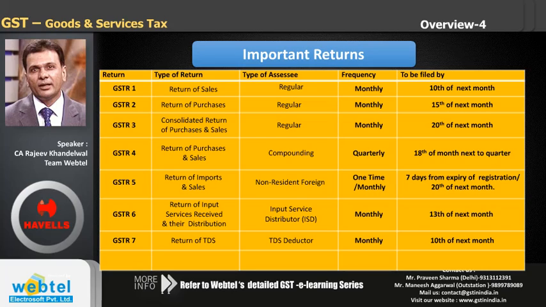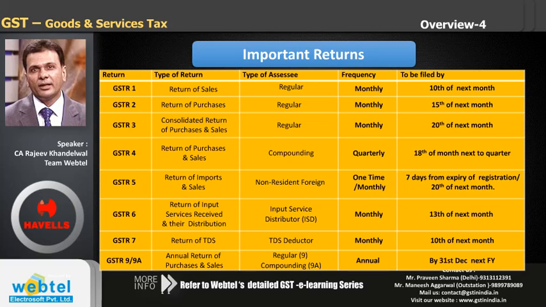So monthly returns, quarterly returns in the case of a compounding dealer. Is there any other return also? Yes, there is an annual return also. So it will be a consolidated return for all the months and all the quarters for a compounding dealer, and for regular suppliers, the consolidation of all the monthly returns of purchases and sales. It will have to be filed by 31st December of the next financial year. And GST-R9 is for the regular supplier, and GST-R9A is for the compounding supplier.